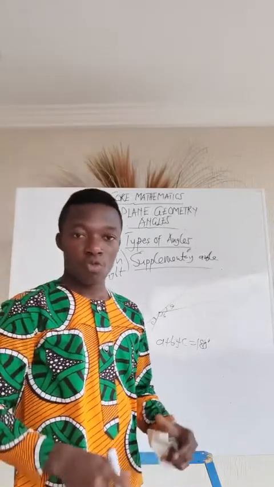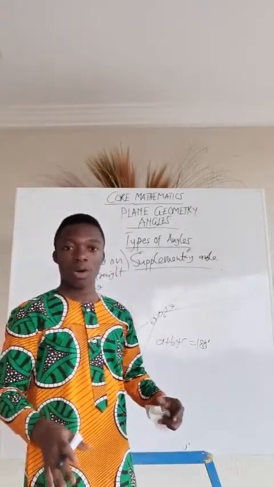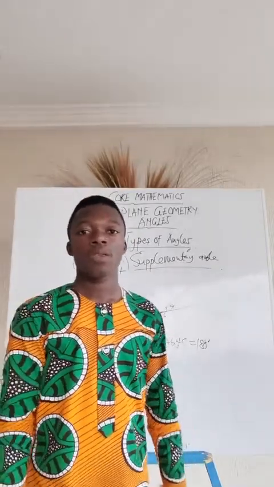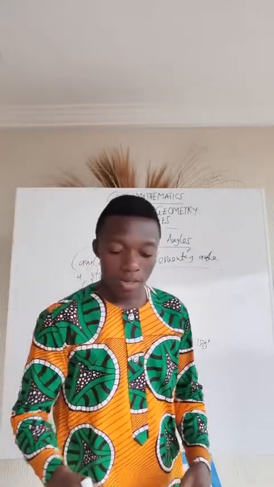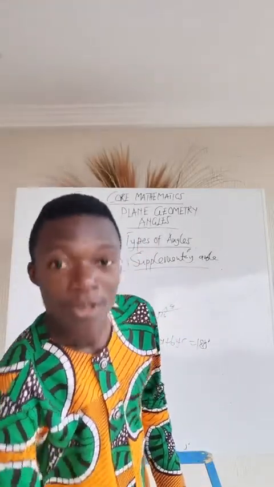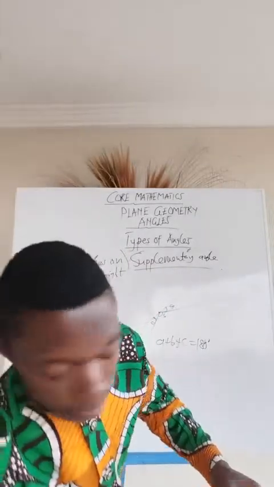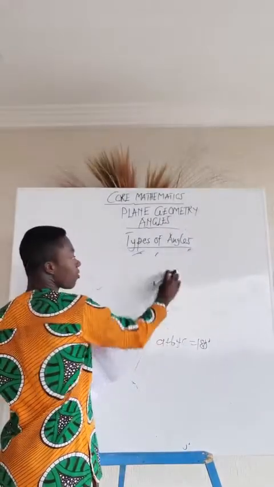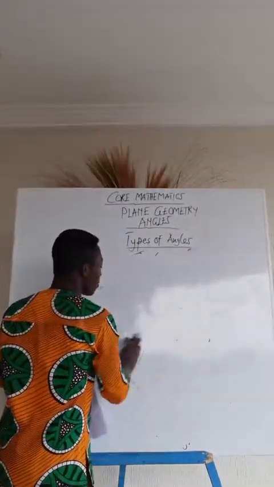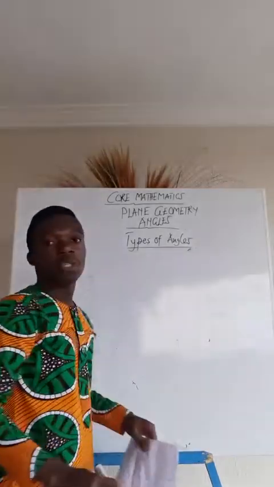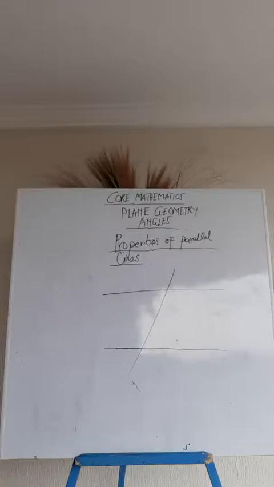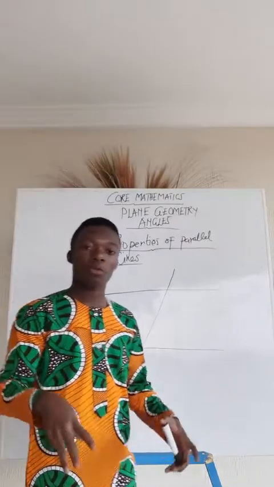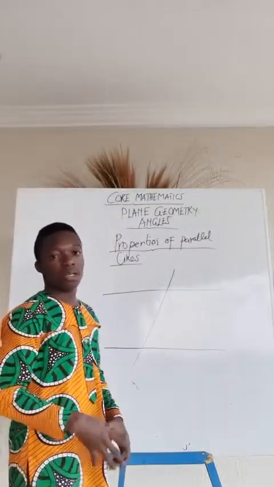So let's move on. We'll be taking a full question on these angles. I want us to add the properties of parallel lines in angles. After that I will take a full question on that as well. So let's continue with properties of parallel lines in angles. After that, we take a question together with the types of angle we have covered right now.